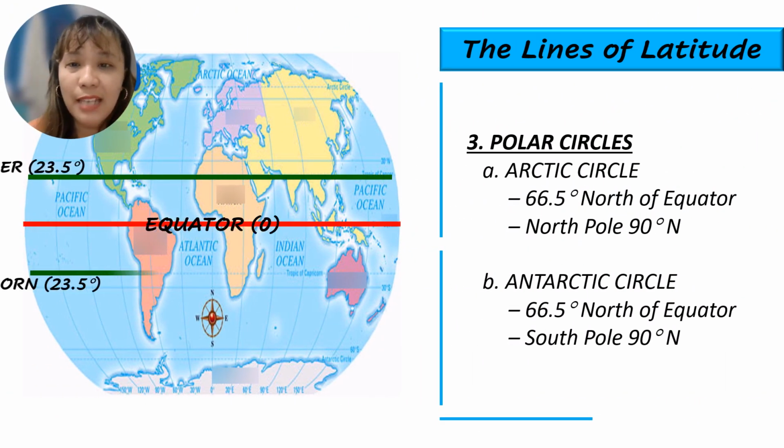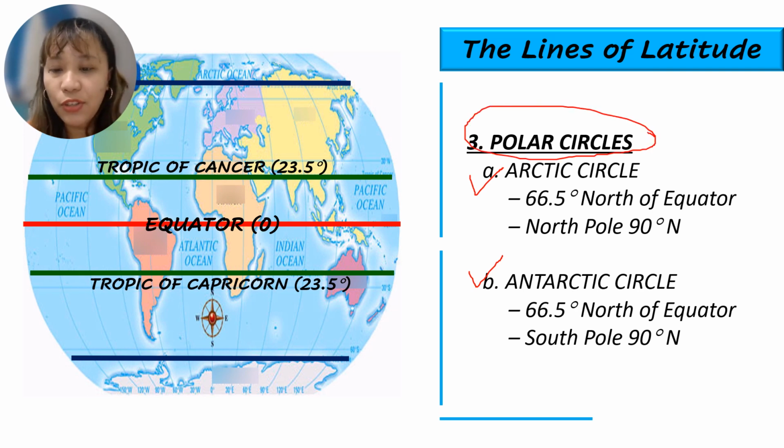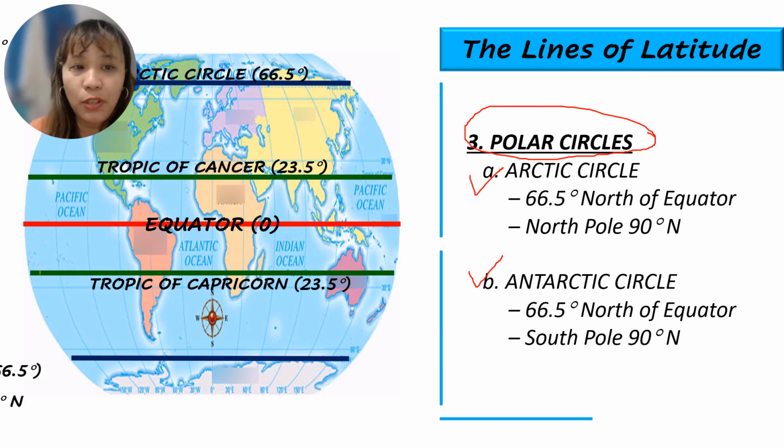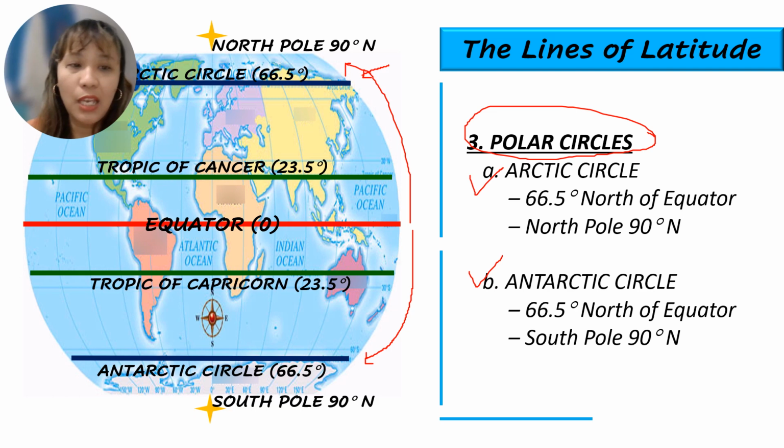And of course, the last lines of latitude are the Arctic Circle and the Antarctic Circle. These two are also known as the polar circles. Polar because they are in the polar regions of the Earth. So, here are the two. This is the Arctic Circle located at 66.5 degrees north of the equator, while the Antarctic Circle is located at 66.5 degrees south of the equator.